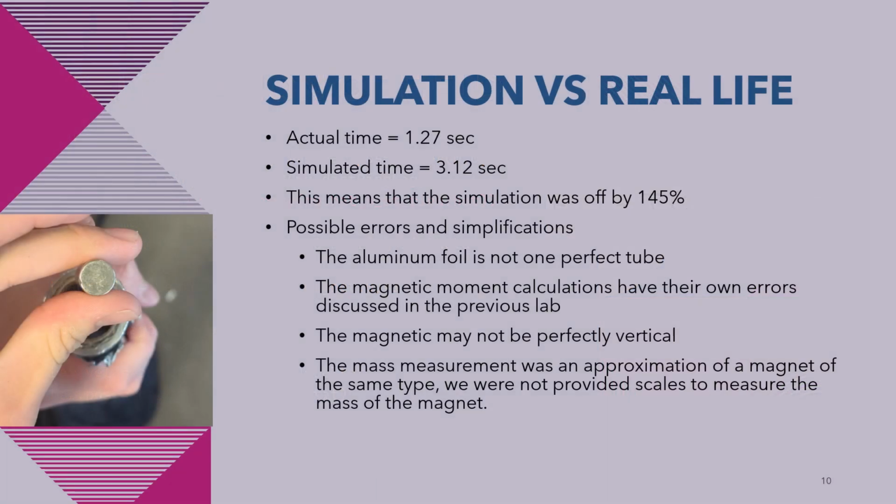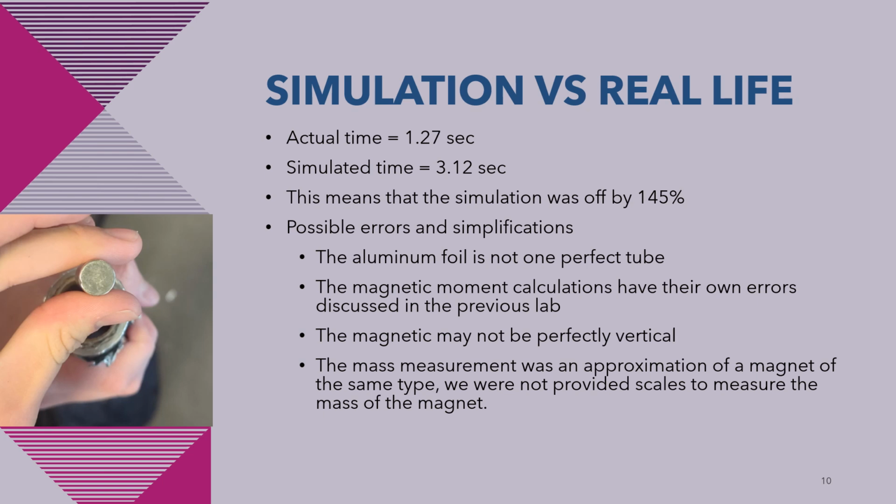So we said it took 3.12 seconds for the magnet to fall through the tube in the simulation, and it took 1.27 seconds for it to fall through the tube in real life. That means the simulation was off by 145%. Some possible errors are that the aluminum foil is not one perfect tube as simulated in the simulation. The magnetic moment calculations have their own errors discussed in the previous lab.